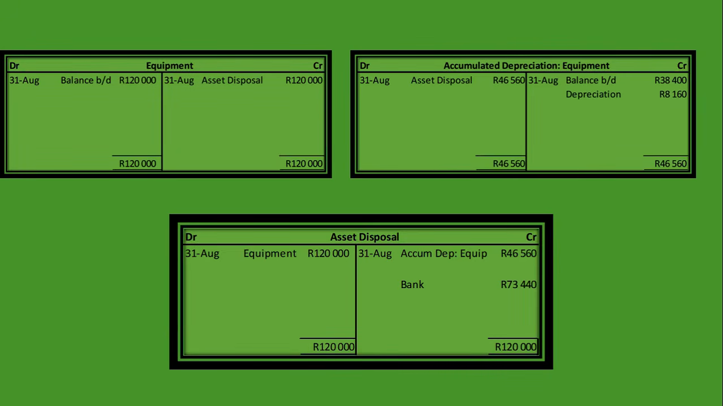Now if you look at the three accounts here, we have equipment, accumulated depreciation on equipment, and the asset disposal. We see that the asset disposal cancels out the equipment at 120,000 rand, we can see here, and also cancels out the accumulated depreciation relating to equipment, the total of 46,560 rand and 73,440 rand. So that is how the accounts work with relation to the asset disposal.